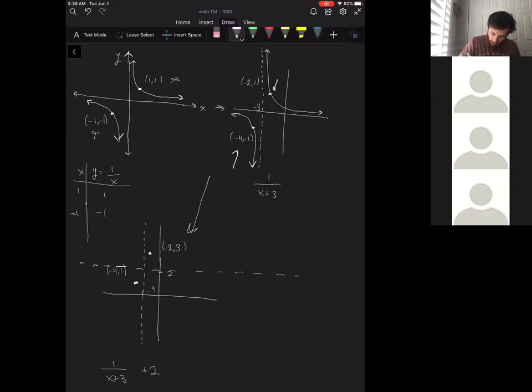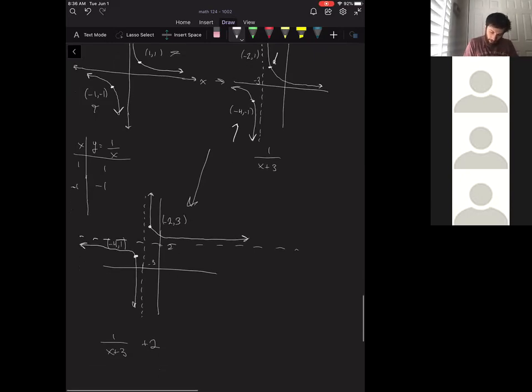Now we need to make that same shape, but we're going to get close to these dotted lines like this. And this graph that we have down here is going to be our final answer.